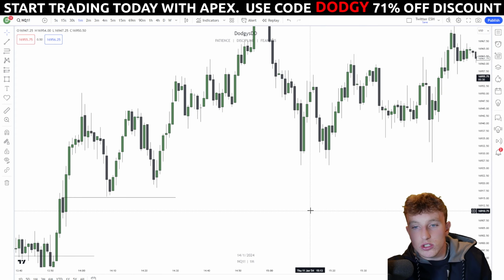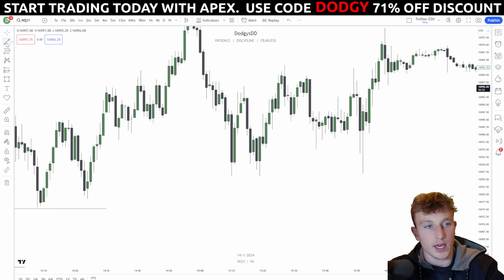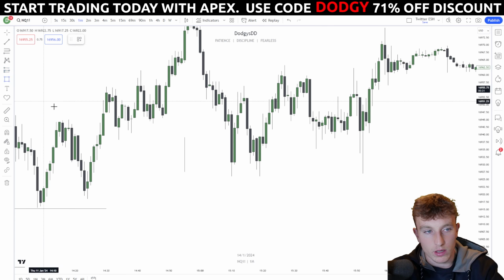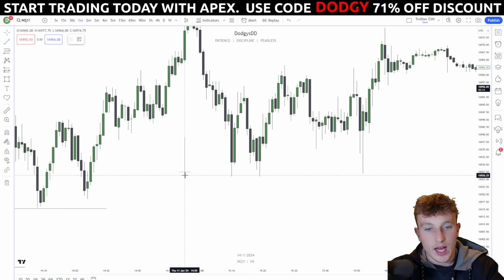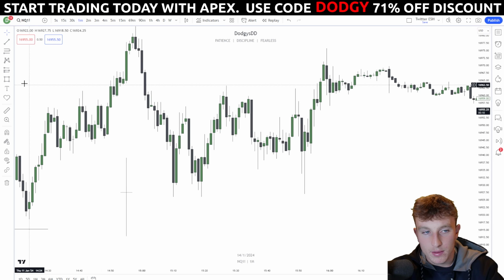I see so many people draw out these random doji candles, and if you don't know what a doji candle is, it's when we get a really tiny body compared to a wick, and they call them order blocks. Okay, they are not high probability order blocks. So many people use them. I don't know why.